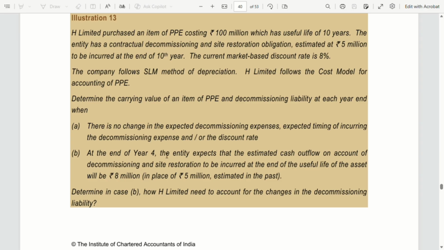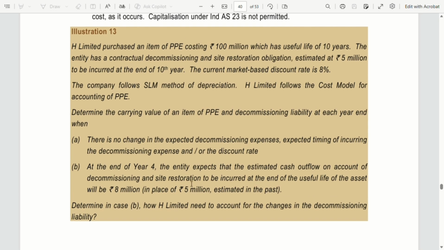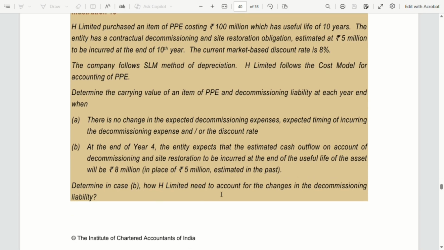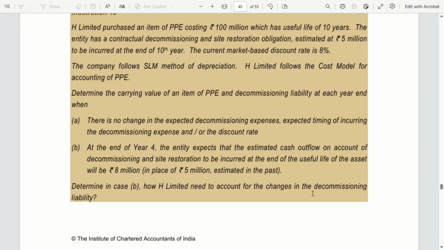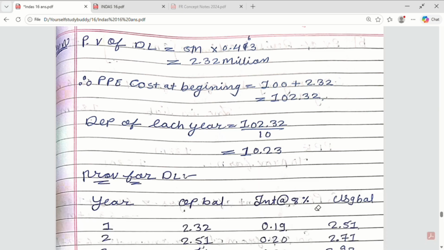So at the end of year 4, the decommissioning liability is now 8 million in place of 5 million. The 5 million which was there in the past, now in its place it is 8 million. Determine in case B how H Limited needs to account for the changes in the decommissioning liability. Now in B we have to determine how much they have to change in the decommissioning liability. Let's see.